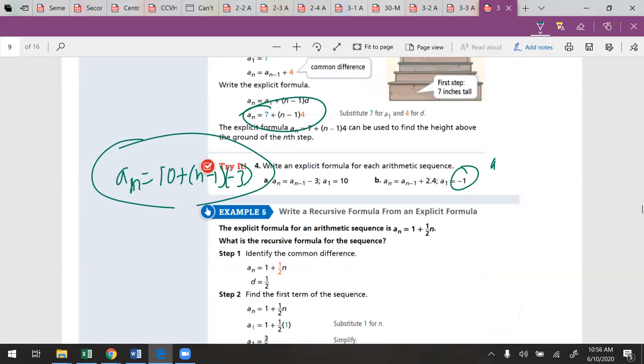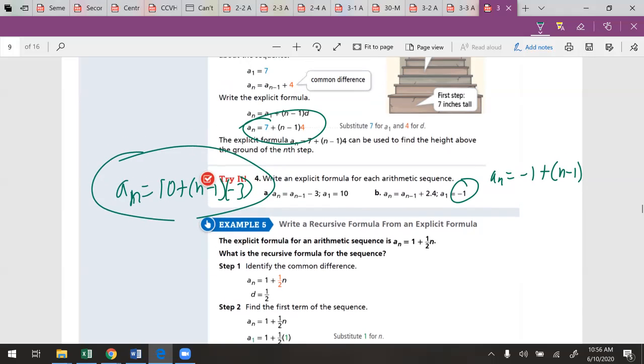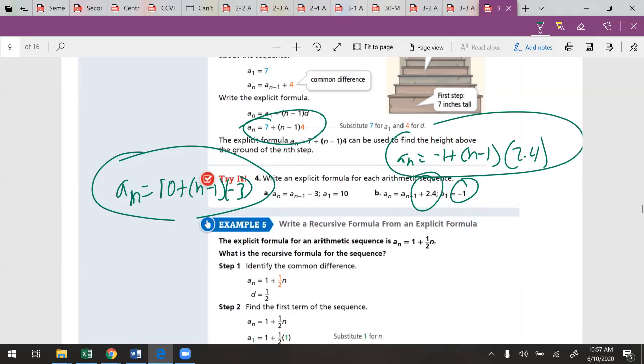Let's do this one. First number is -1. Okay, so plus n minus 1. Actually, am I going to have room? I'm not. So let's write this over here. Let's put it right here. Okay, and equal to -1 plus n minus 1. What's your common difference? 2.4. Boom, done. All there is to it.